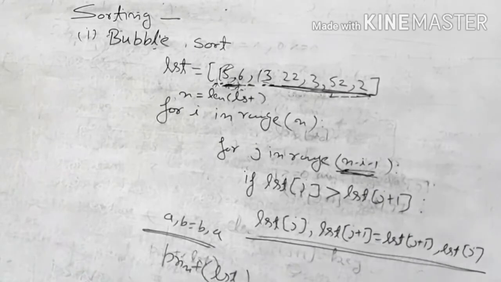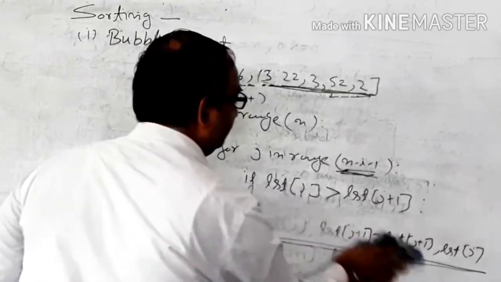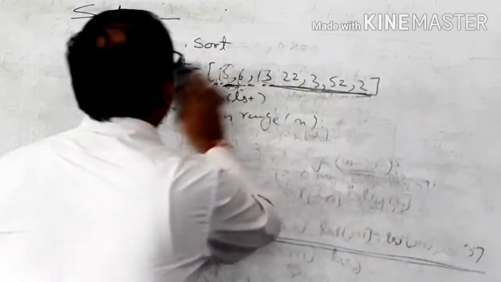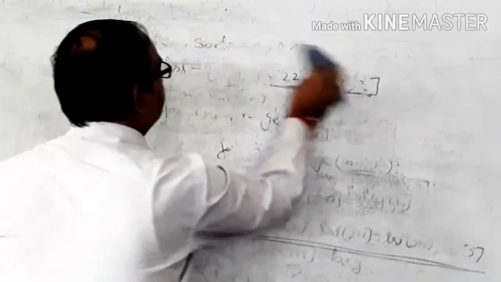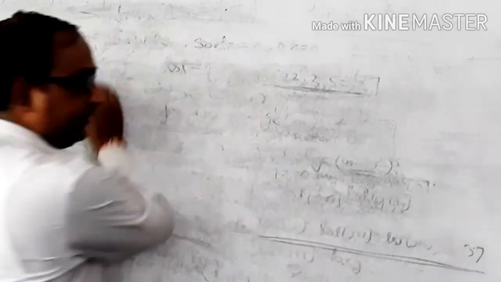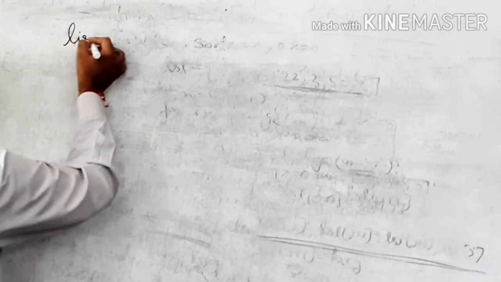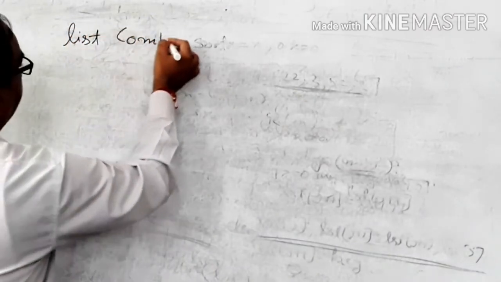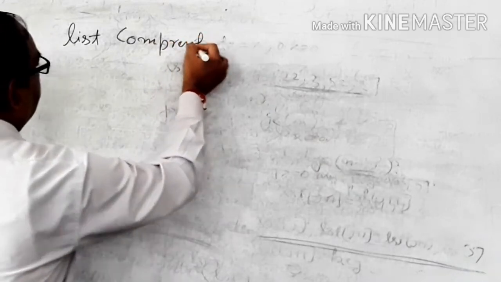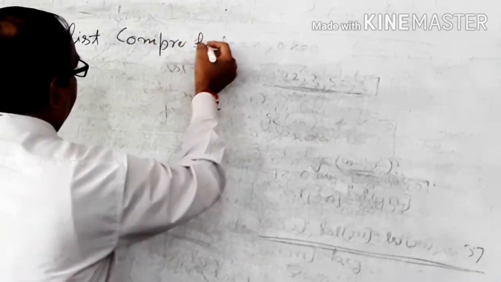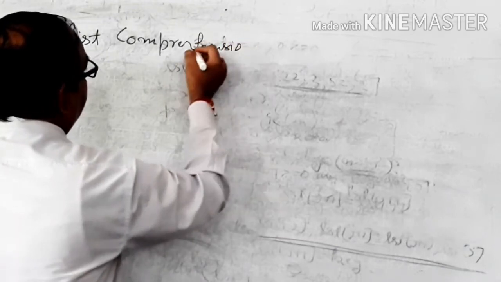Okay. Now the second thing, there is one thing that is very important, list comprehension. List comprehension means that there is a way through which you can create the list in a very simple way. That is known as list comprehension. So this is the list comprehension.